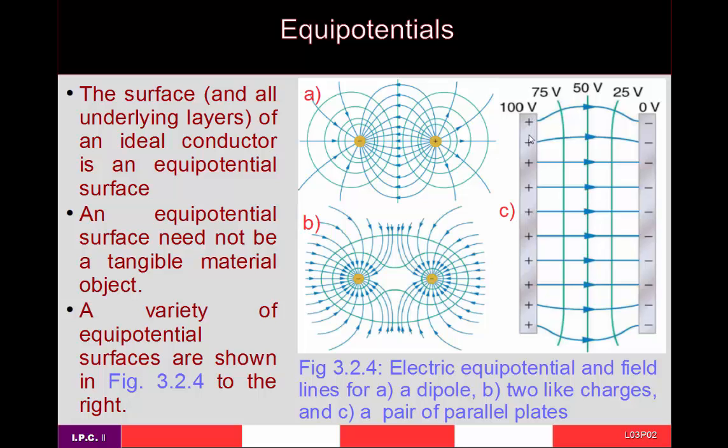Now notice this plate is at 100 volts with respect to this plate, means that these lines are going to be dropping in voltage as you move along the E field line. But as long as you move perpendicularly to the E field line, you have a voltage drop of 0. Hence, it's an equipotential surface.